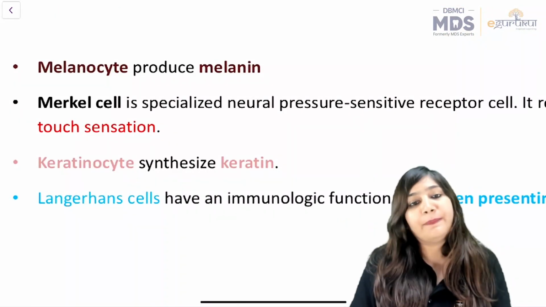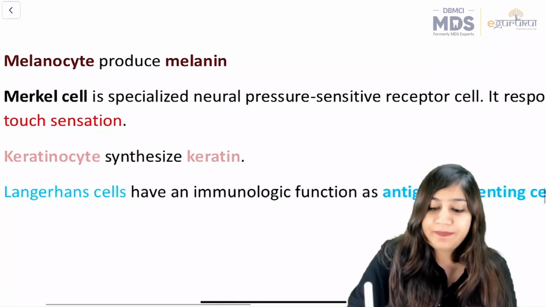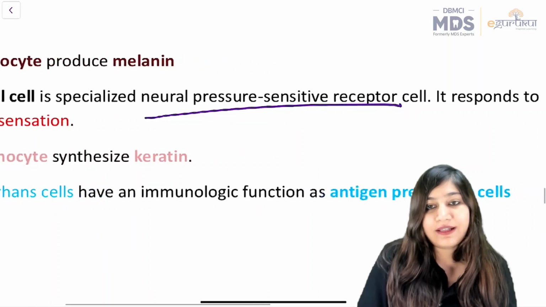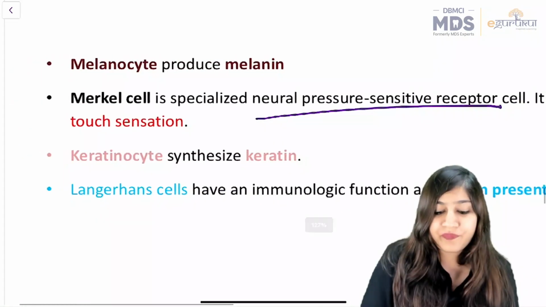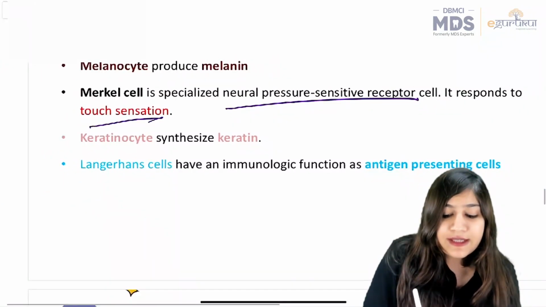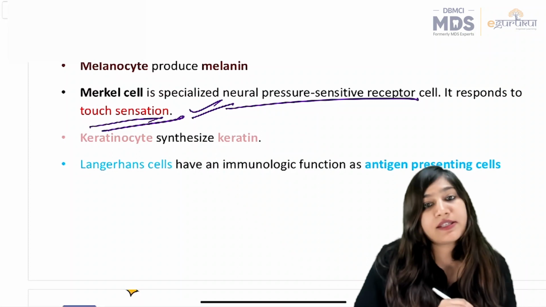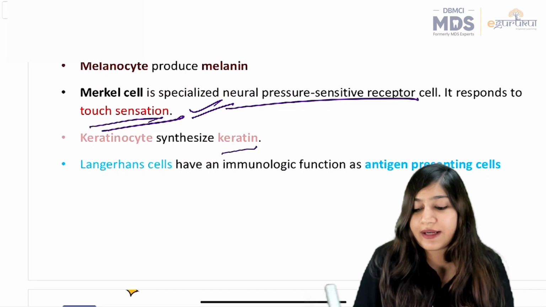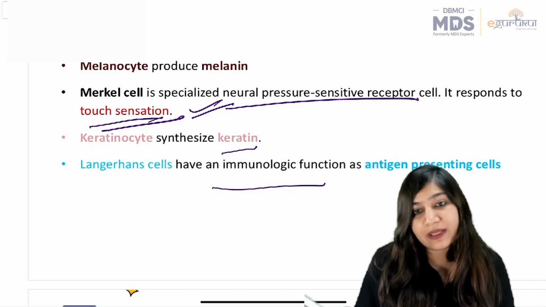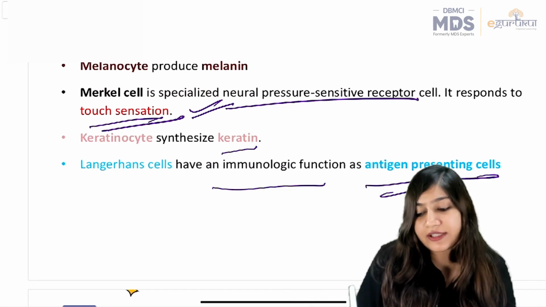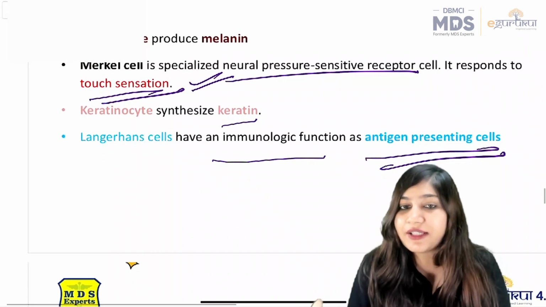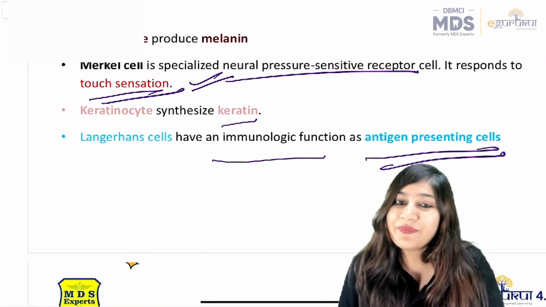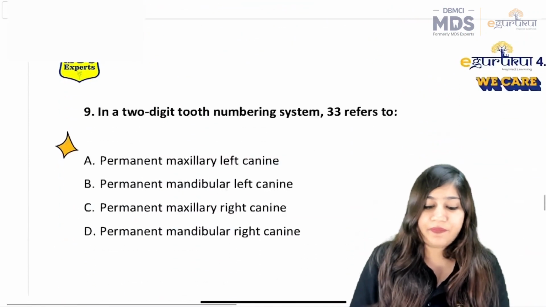Melanocytes produce melanin. Merkel cell is specialized neural pressure sensitive receptor cell and it responds to touch sensation, mainly touch sensation. Keratinocytes produce keratin. Langerhans cells have immunologic function, mainly antigen presenting cells. They identify the antigen, engulf them, and then they transport to the T lymphocytes.